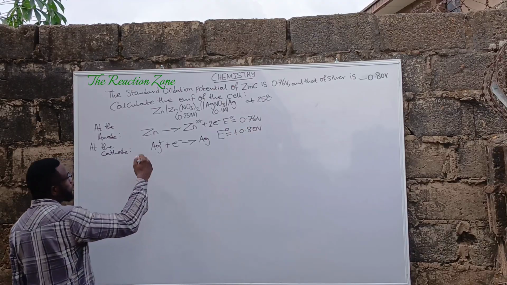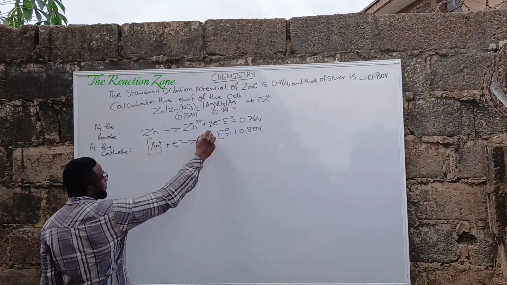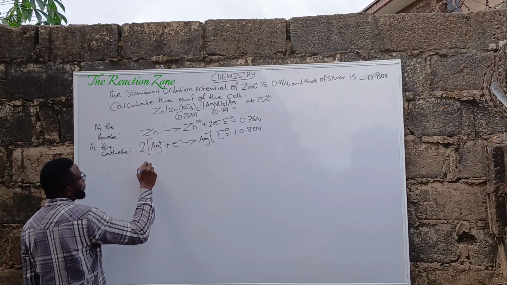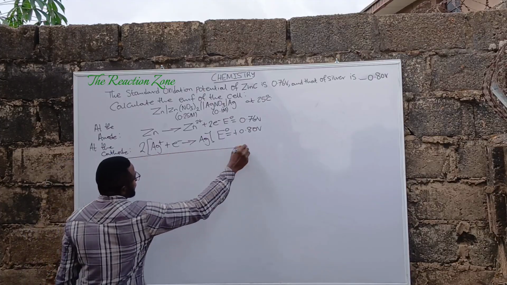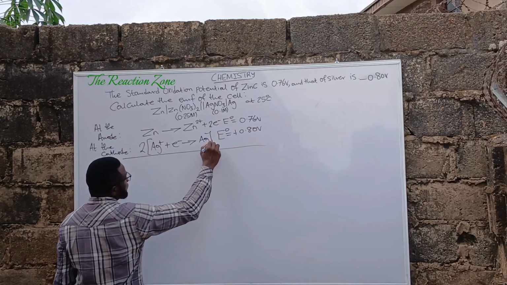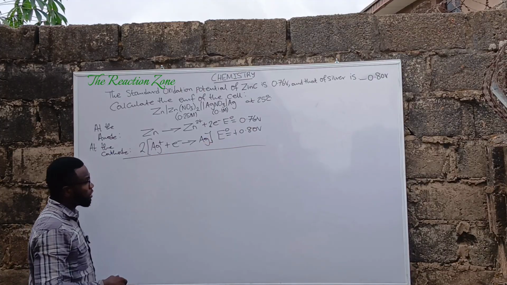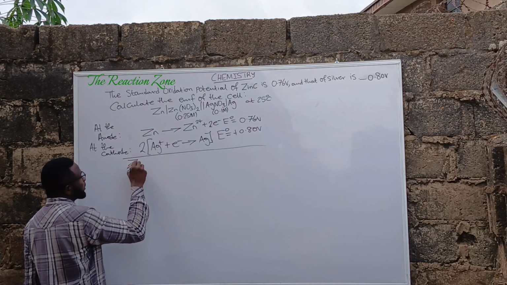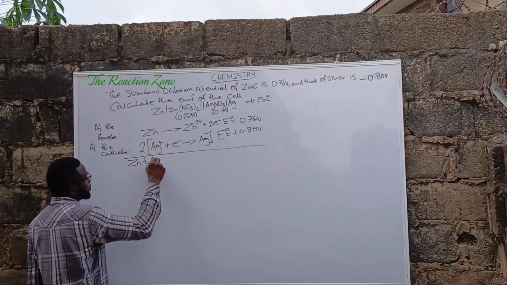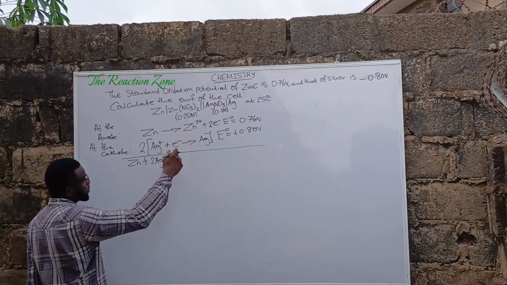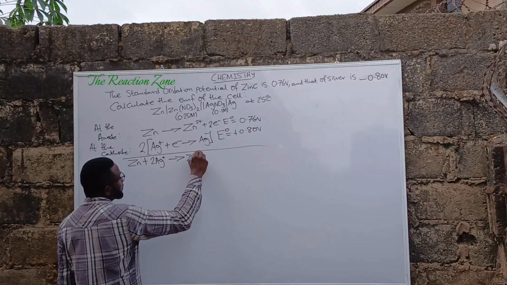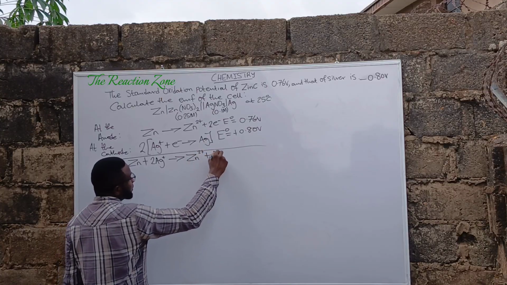Now, to ensure that the number of electrons are the same, we will multiply the equation at the cathode by 2. Now, after doing this, after multiplying it by 2, we can now write the overall cell reaction, which is going to be zinc plus 2Ag+, the electrons will cancel out each other, and then you have Zn2+ plus 2Ag.